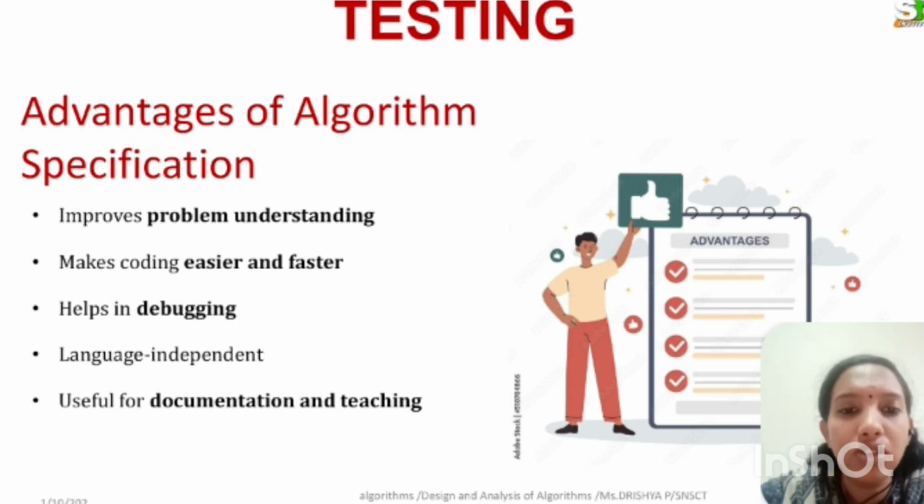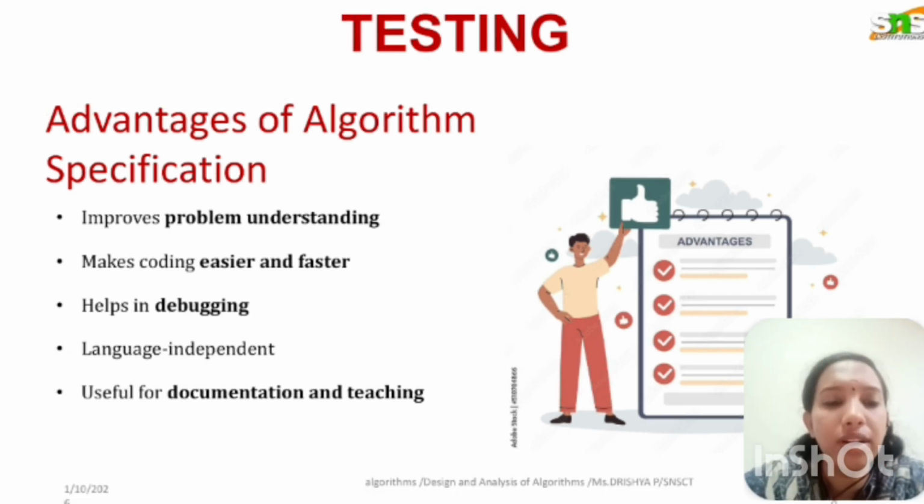Next is the advantage of algorithm. Algorithm specification improves problem understanding, makes coding easier and faster, helps in debugging, is language independent, and is useful for documentation and teaching. Hope all of you understand the basics of algorithm: what is algorithm, algorithm specification and advantages, then the representation of algorithm.